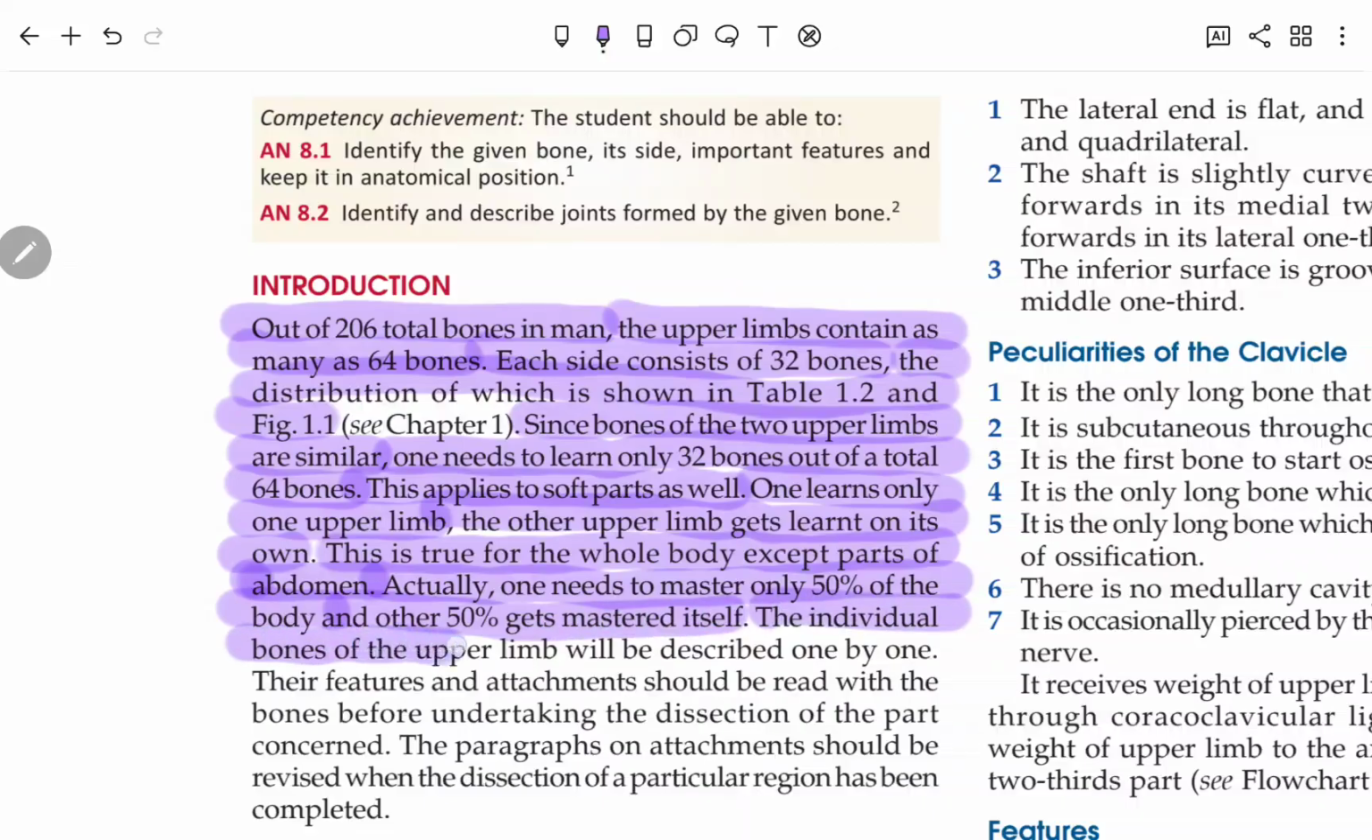The individual bones of the upper limb will be described one by one. Their features and attachments should be read with the bones before undertaking the dissection of the part concerned. The paragraphs on attachment should be revised when the dissection of the particular region has been completed. So the introduction is telling about how you are going to study. You need to revise everything before, during and after the dissection part. So you need to connect theory and practical both.